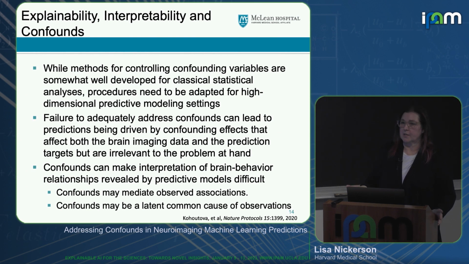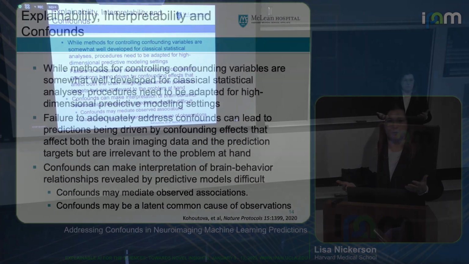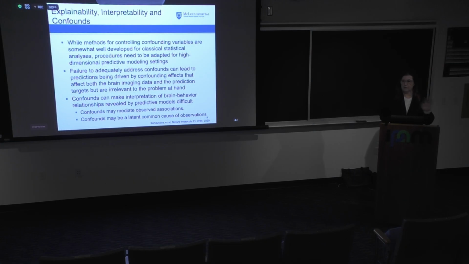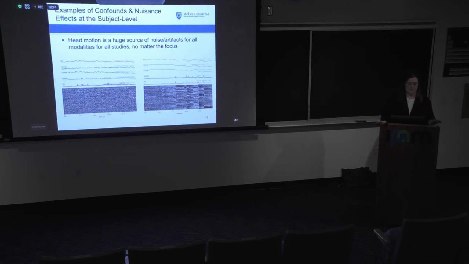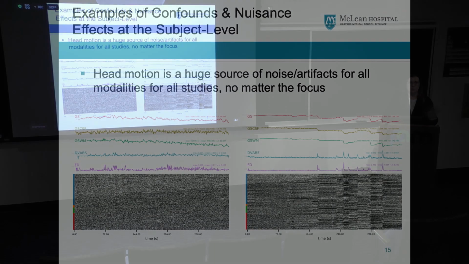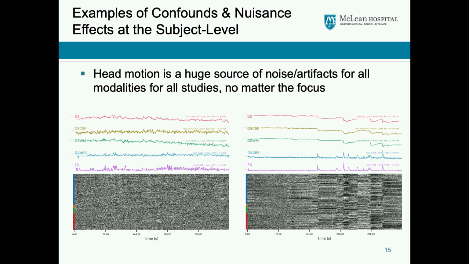So now I'm just going to talk about some examples of the confounds that are very common in neuroimaging studies. So we have the confounds at the subject level. The most important one is subject motion. Subject motion will contaminate every MRI modality. No MRI modality is immune from subject movement.